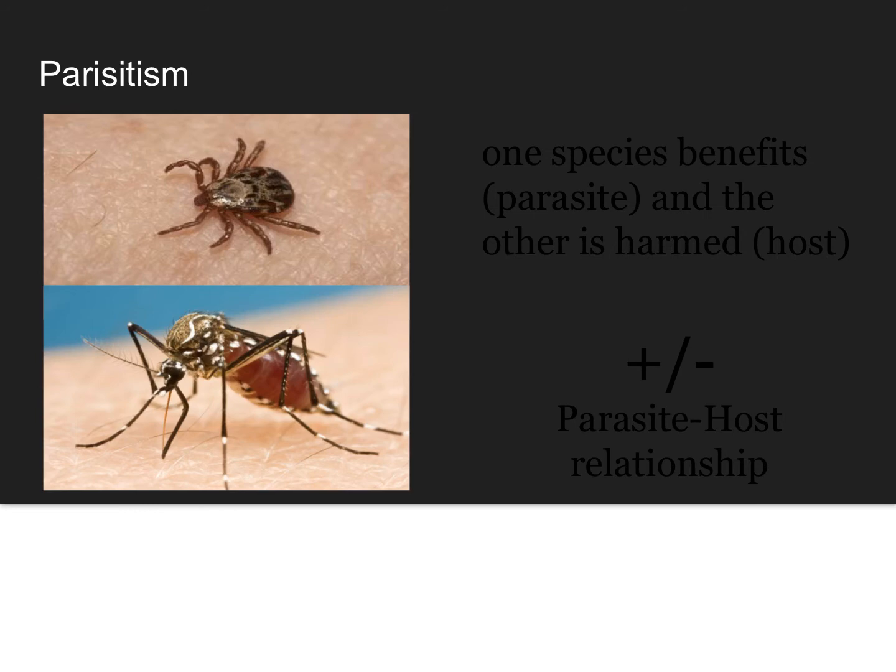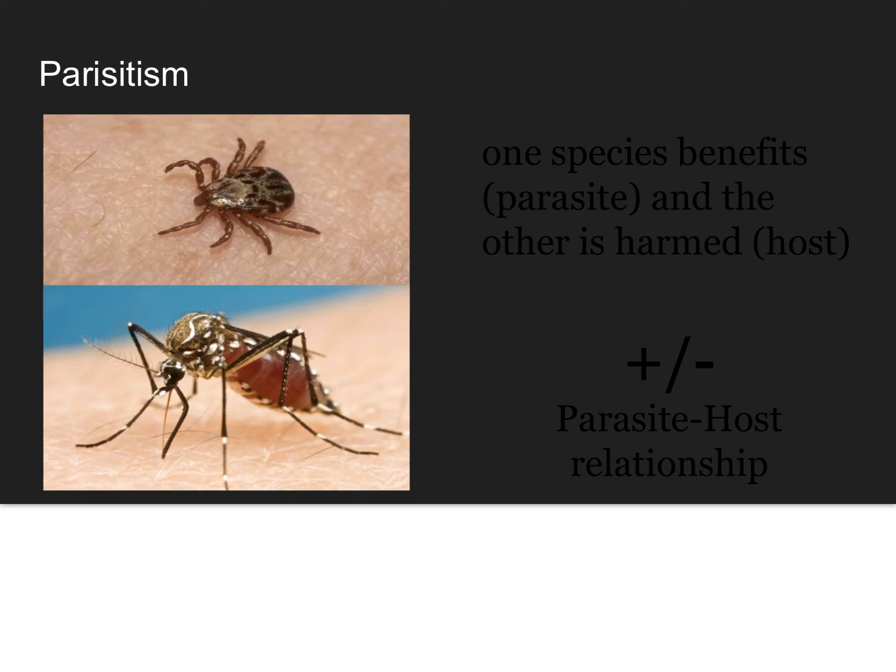So parasitism, this is where what we call parasites are going to be interacting. So this is where one species benefits, so that would be the parasite, and the other species is actually harmed. So this would be a positive and a negative. So one is benefited, one is harmed. Okay, the one that's harmed is called the host.